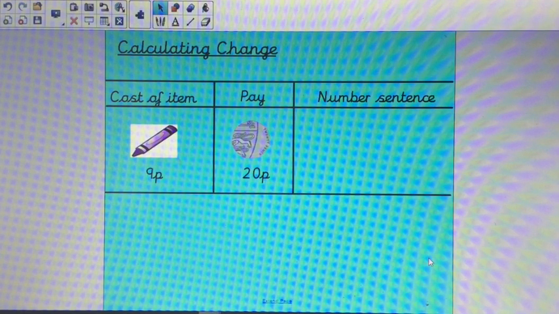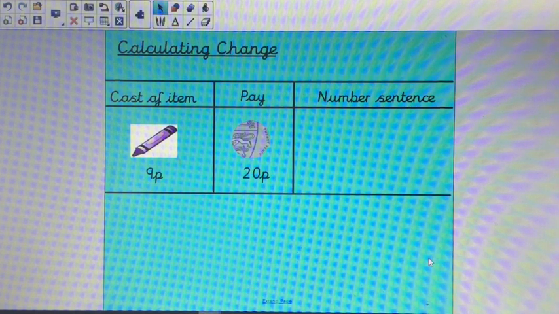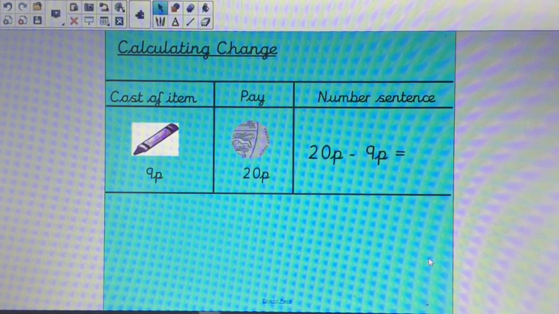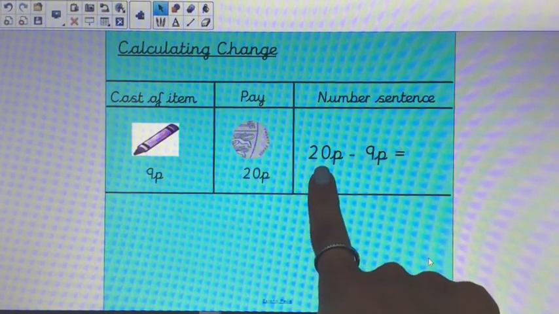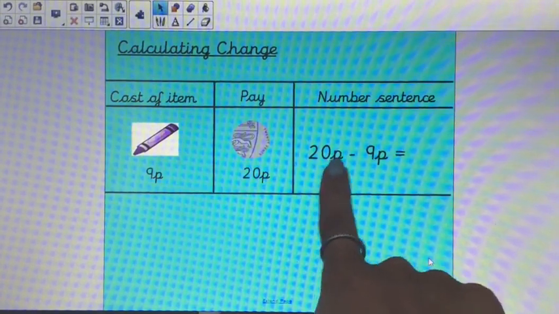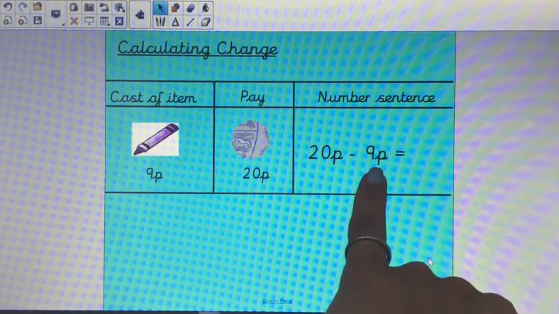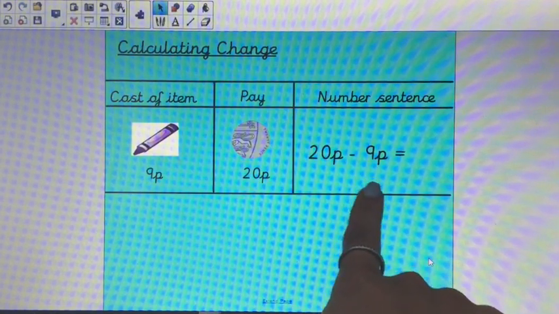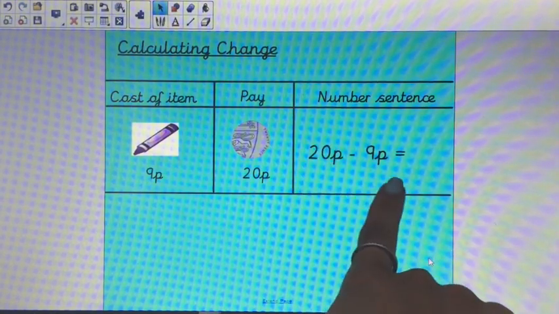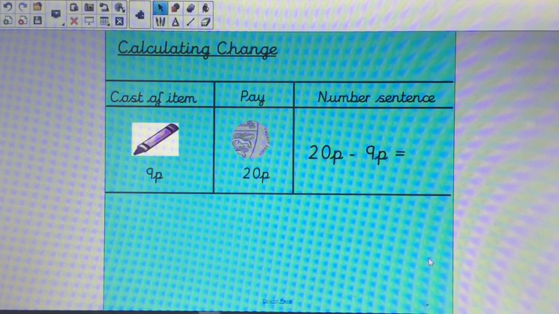Ready? Okay, my number sentence is going to be this, 20p take away 9p. Well done if you got that correct. So the amount that I pay with, 20p, take away the cost of the item, which is 9p. So now your next job is to calculate the answer. What is 20p take away 9p? Off you go.